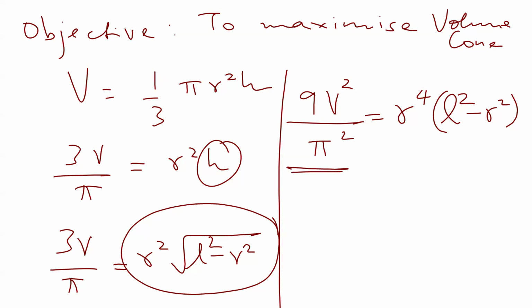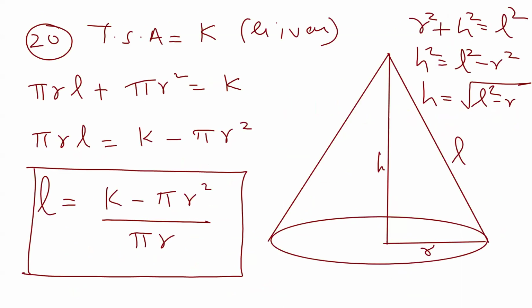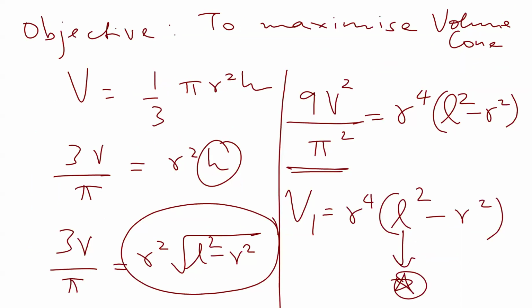So let this be V1, R raised to 4 into L square minus R square. Now L value we know, we have taken that effort to find out the value of L: K minus pi R square upon pi R. So that value we are going to put over here in place of L. So please solve along with me. Don't go ahead, otherwise there will be mistakes. If you've copied till here, please wait.